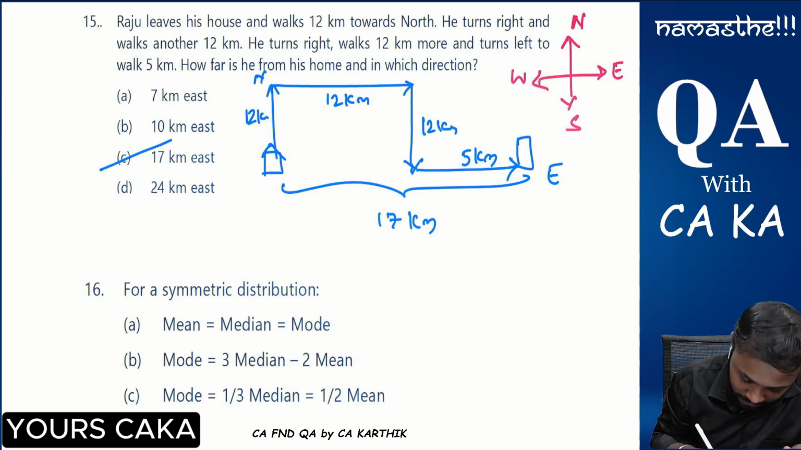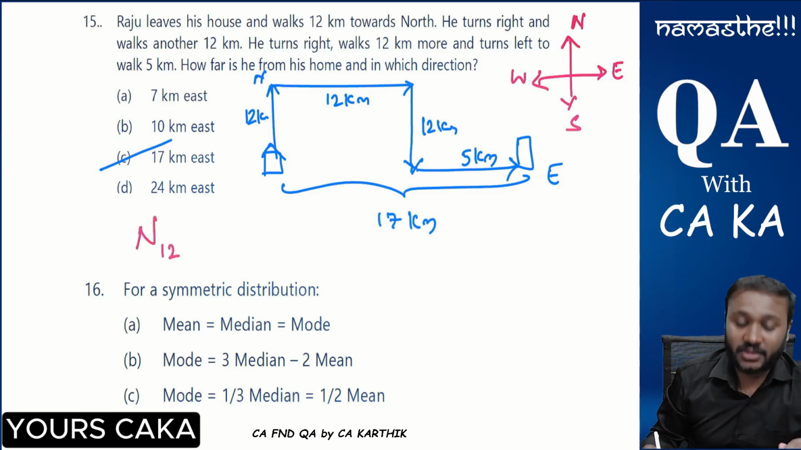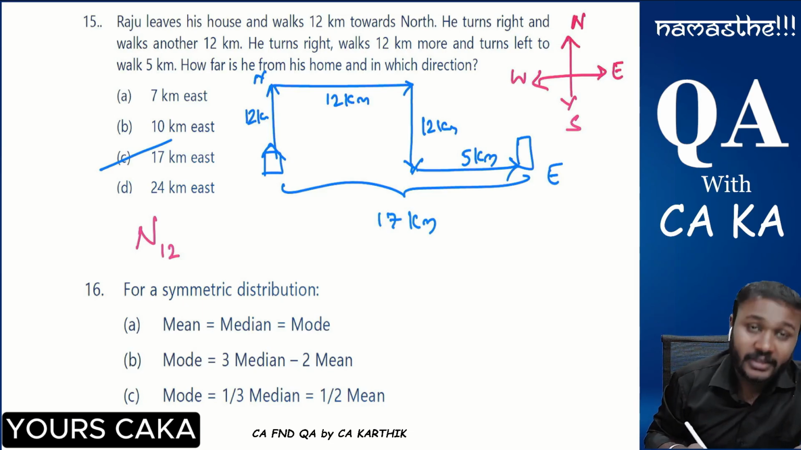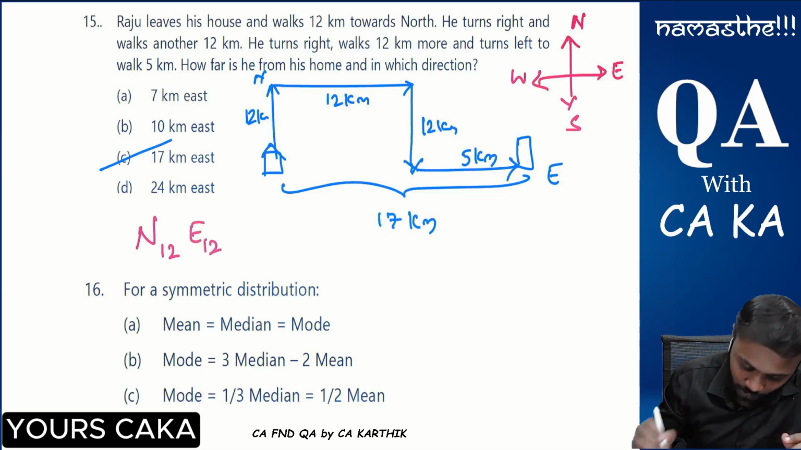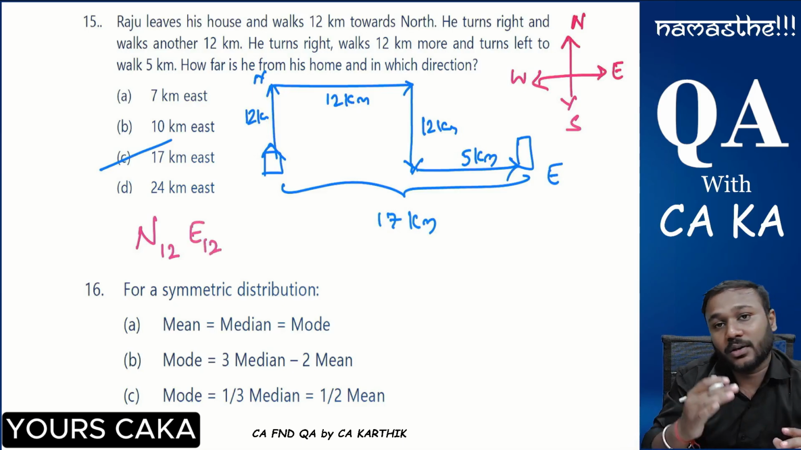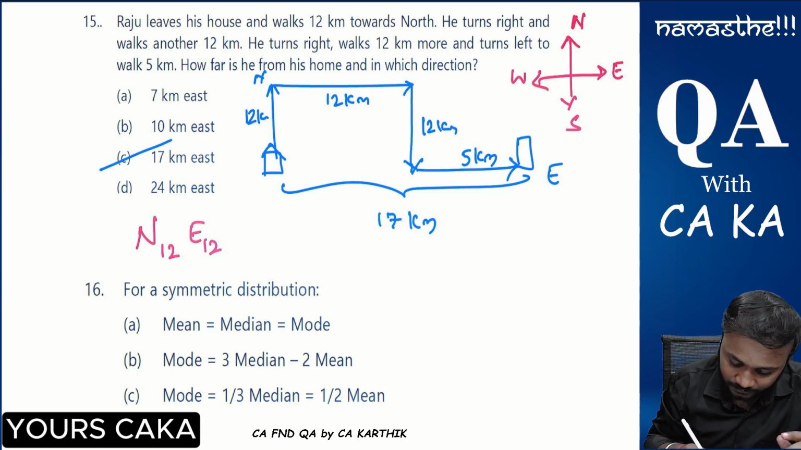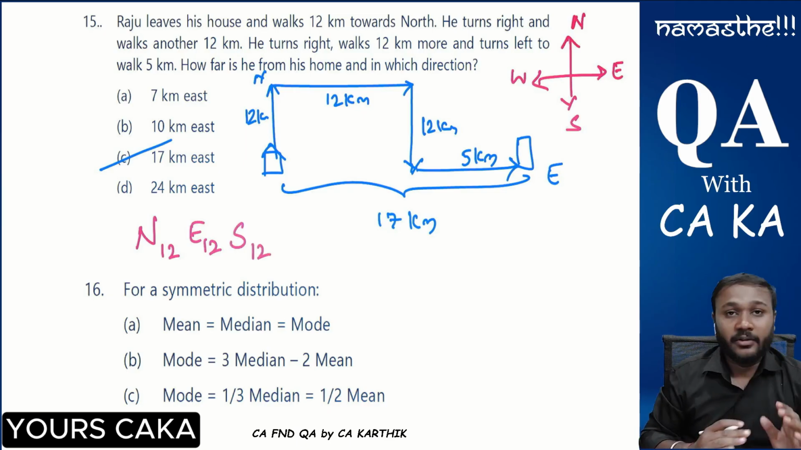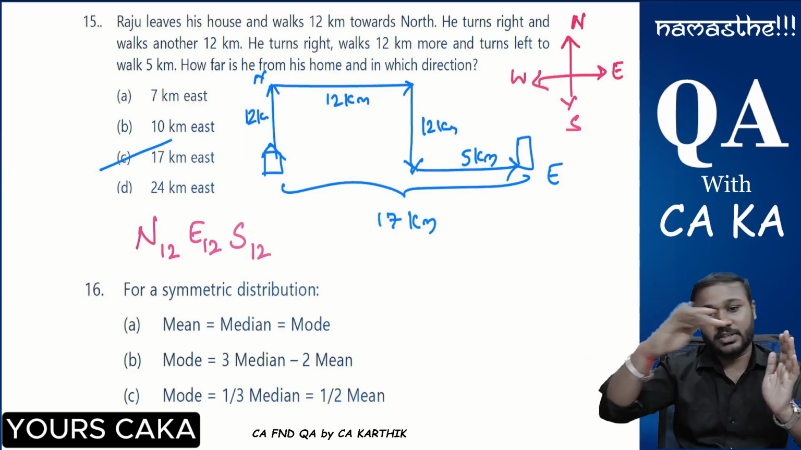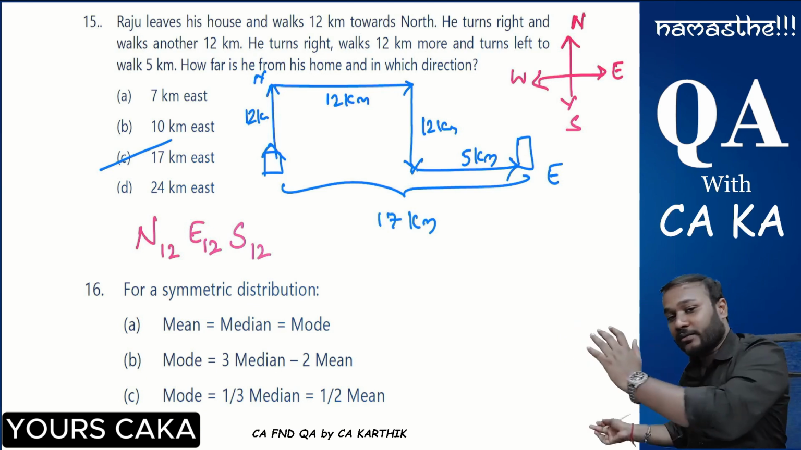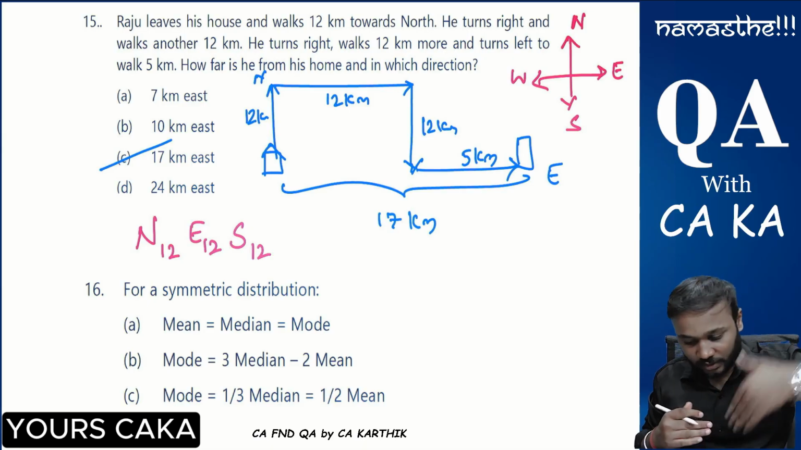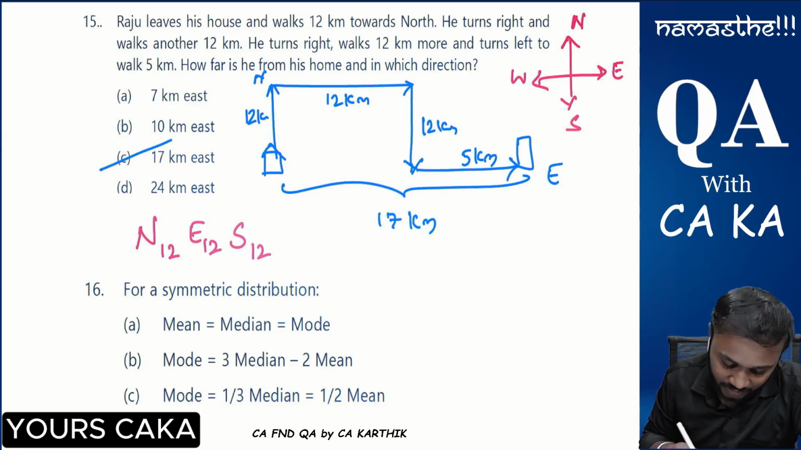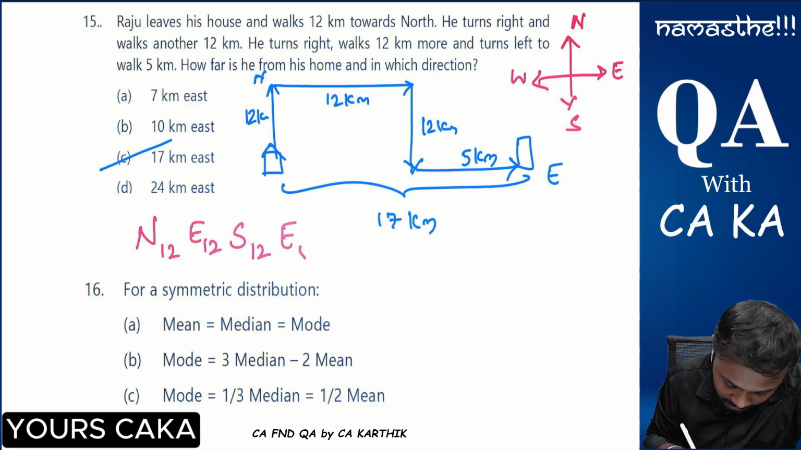So they started with north, north 12 kilometers. He turns right, sir. Right is nothing but east, and how many kilometers? 12 kilometers. Again, he turned right, so it is like he took south, 12 kilometers, sir. From north, he went right, which is east. Again, he went right, which is south. Then finally, he turns left. From south, he's going left. What will be the direction, sir? East. How many kilometers? 5 kilometers.